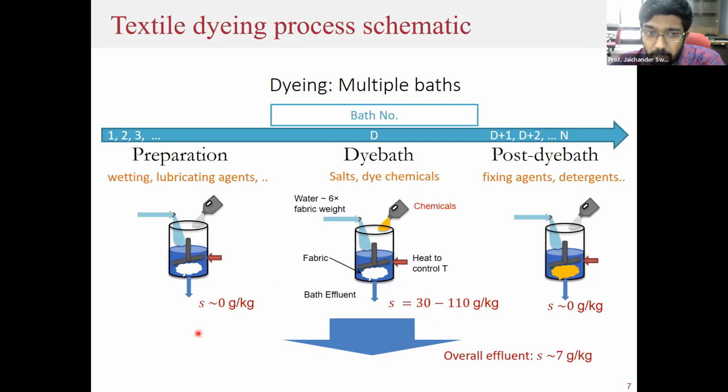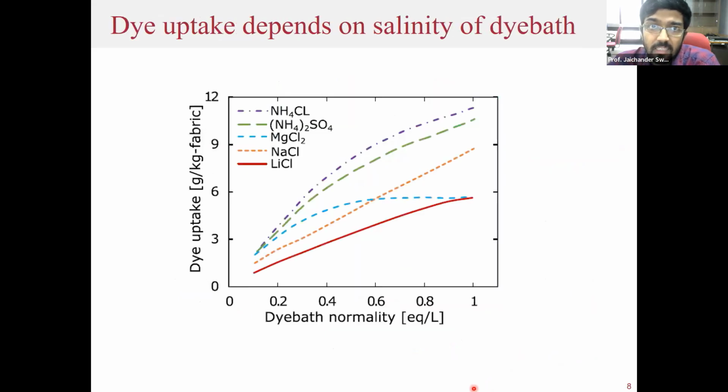So while it is sometimes preferable to collect these effluents separately and treat them, from a practical industrial standpoint, what is often done is to collect all these effluents together as an overall effluent, which comes out at an intermediate salinity between the other baths and the dye bath. And this overall effluent is either treated in the specific dyeing unit itself, or it is also sent sometimes to a common effluent treatment plant for treatment along with the effluents from other dyeing plants. Right?